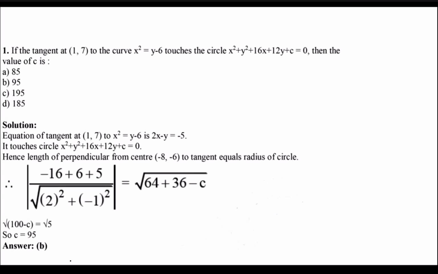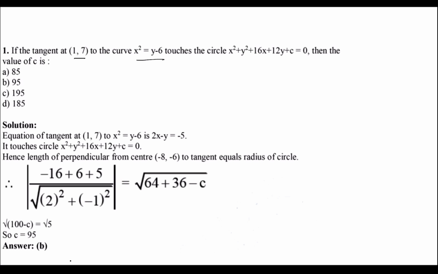Hi guys, so today we are going to solve this question. If the tangent at point (1, 7) to the curve x squared equals y minus 6 touches the circle x squared plus y squared plus 16x plus 12y plus c equals 0, then c is dash.